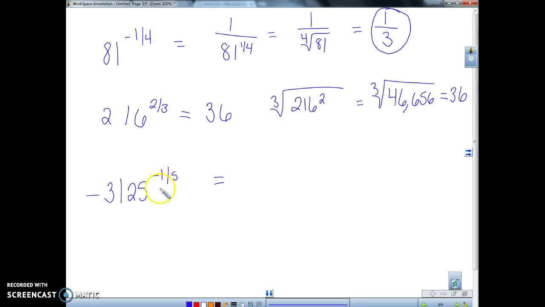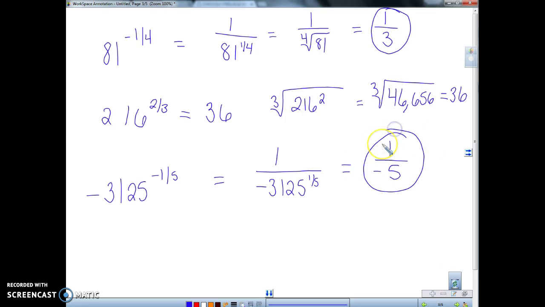The next one, the negative exponent moves it to the denominator. So we have 1 over -3,125 to the 1/5 power. And so -3,125 raised to the 1/5 power is -5. So your answer is -1/5 or 1 over -5.